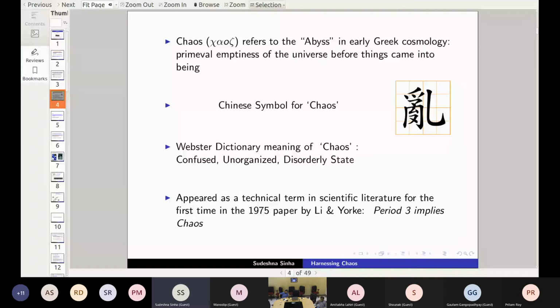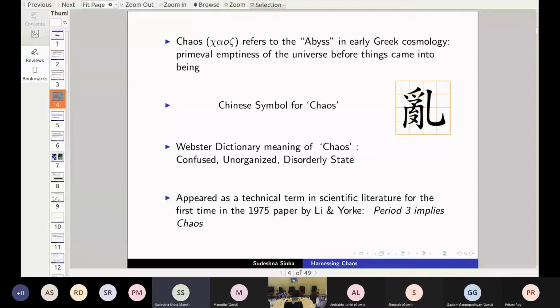But it actually has an even older etymology, and apparently it's there even in ancient Greek, meaning some kind of abyss or some kind of emptiness before things came into being. So it's like a pre-order. And my Chinese friends tell me that apparently it's there also in old Chinese, and that's one of these symbols out here, which they say is a Chinese symbol for chaos. This also had the same sort of meaning of being a pre-order. So it is maybe not the opposite of order, but something which precedes order.